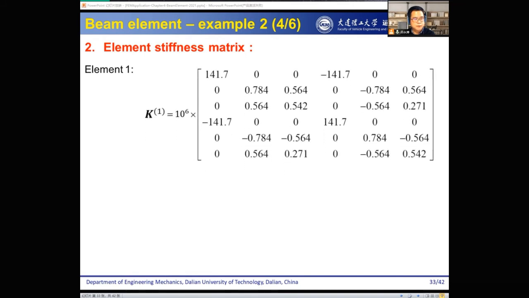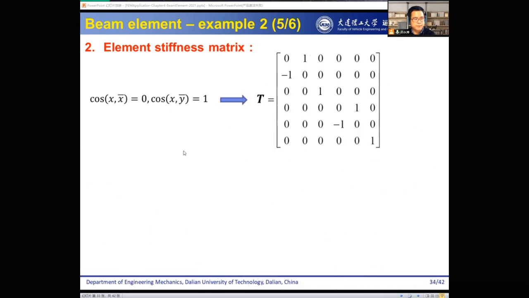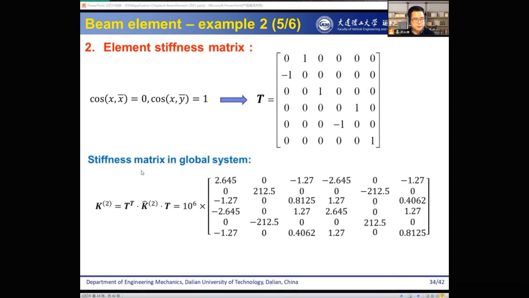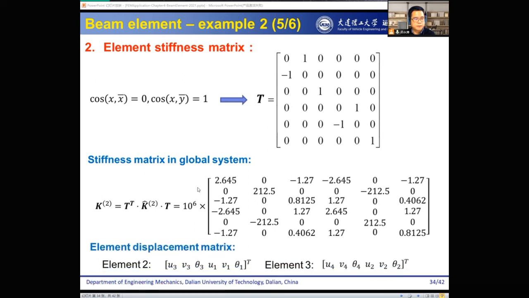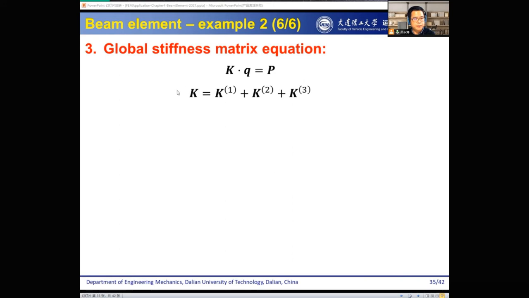And then the stiffness matrix, as we said, we use the formula to work out the element stiffness matrix. And then we do the transformation to transform this stiffness matrix into the global system. The same we do for element 2 and element 3. And then we can set up the global stiffness matrix for the whole structure.